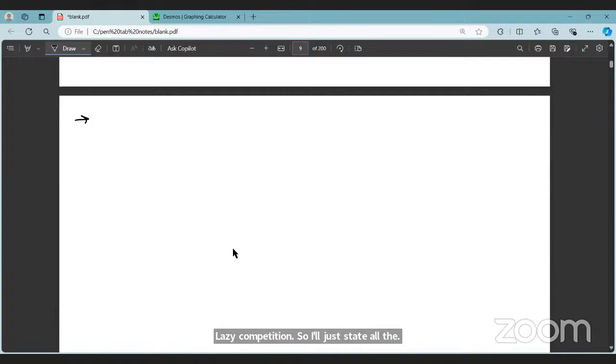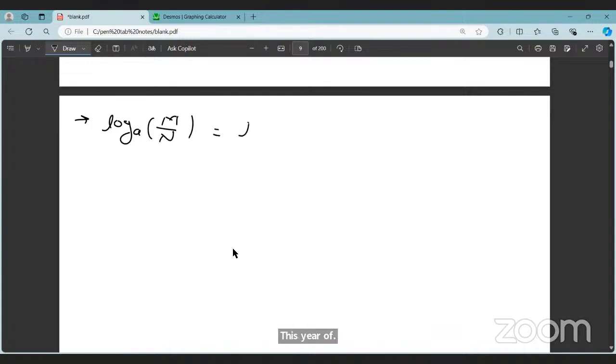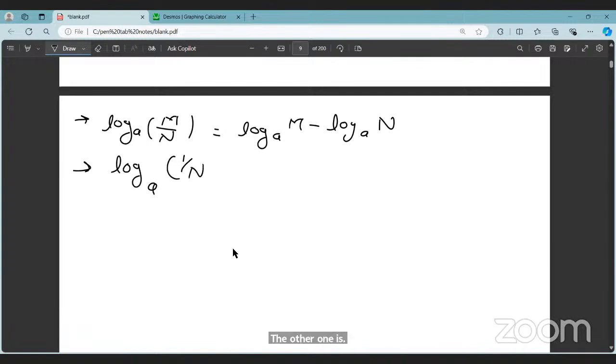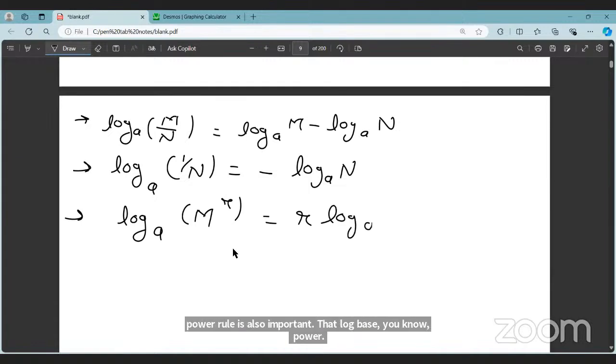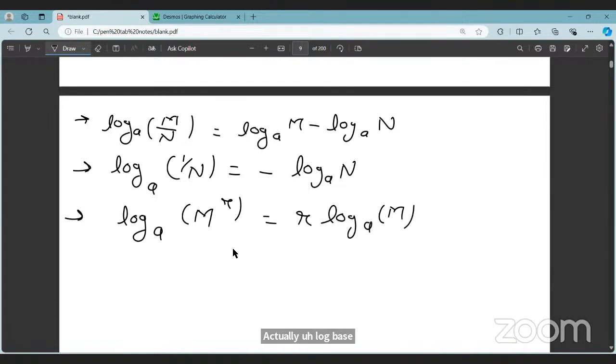So first thing is this, the second one is log base a of m by n. It's actually equal to log base a of m minus log base a of n. The other one is log base c of 1 by n, and this is minus of log base c of n. This power rule is also important: log base c of n to the power r is actually r times log base c of n. So these are the properties we require.